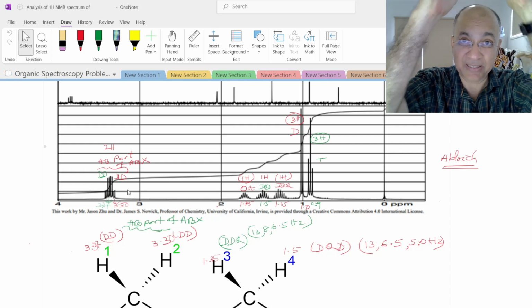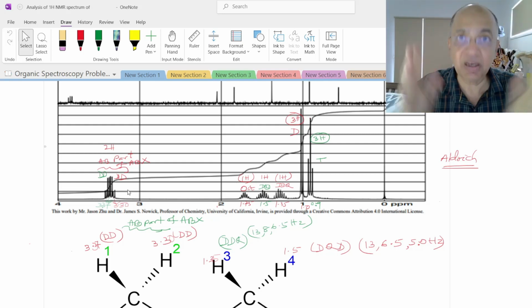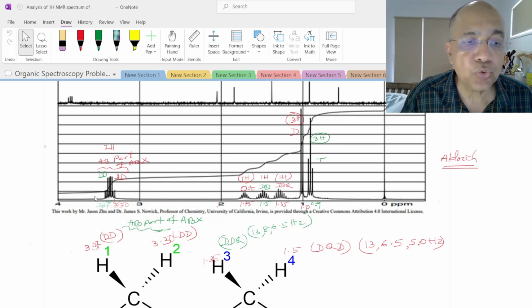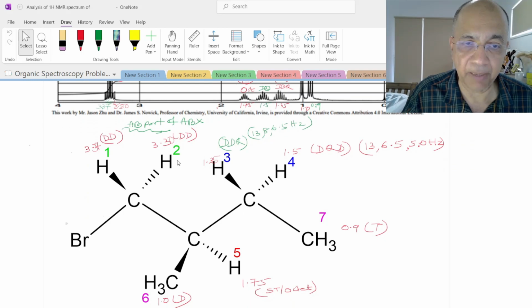There is a tenting effect. The inner lines grow in height. So you can't find two DDs of first order nature. This is a non-first order AB part of the ABX portion, right?